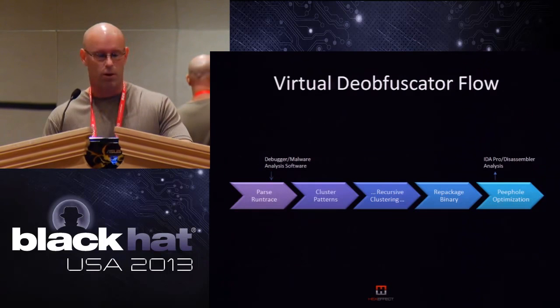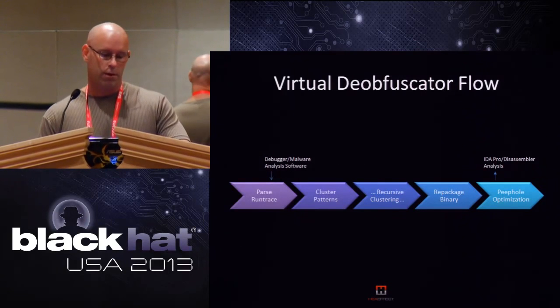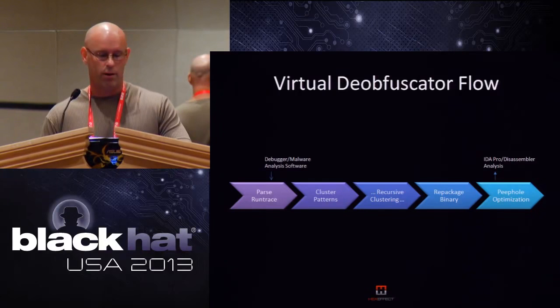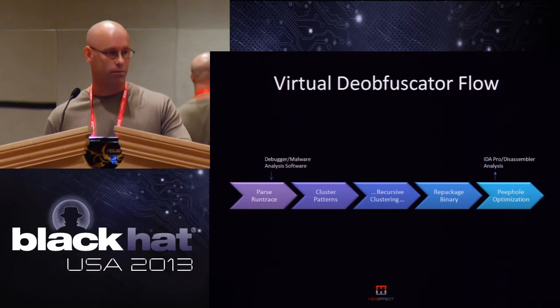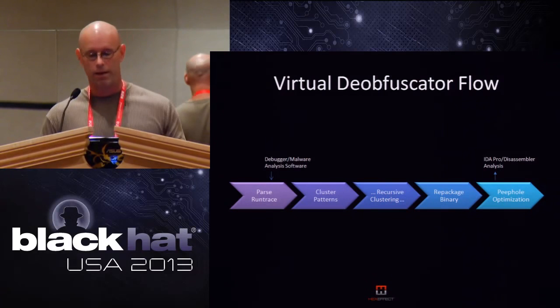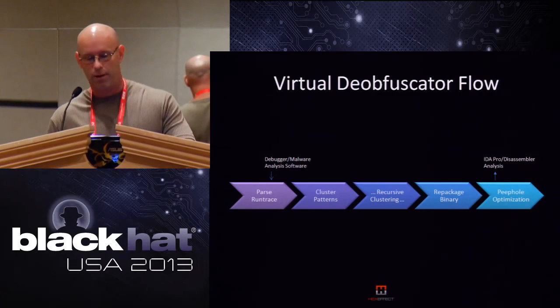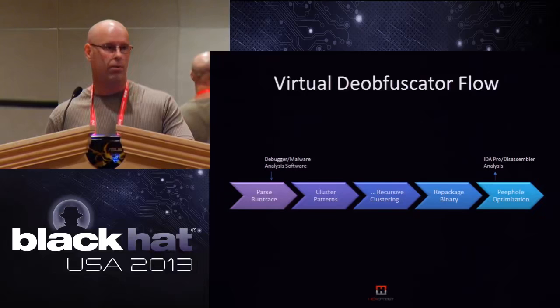So here's kind of a flow of how it works. Again, create the parse, create the run trace, then feed it into the virtual deobfuscator. It'll parse it and create a little database. It'll start clustering. It'll recursively cluster until it cannot find any more, okay? Then the idea is you assemble it, which is part of the repackaging of the binary, and then I'm going to run a little peephole optimization.